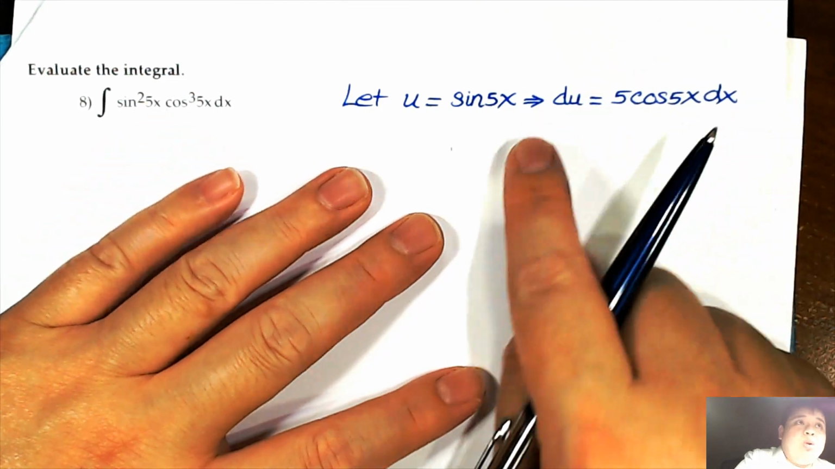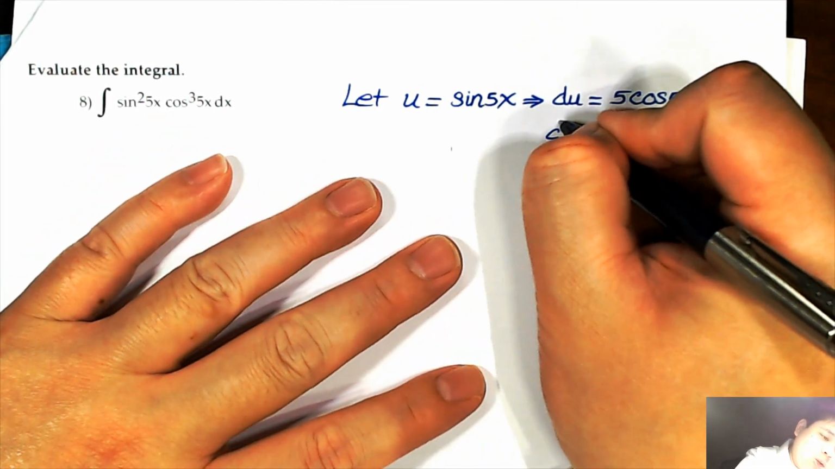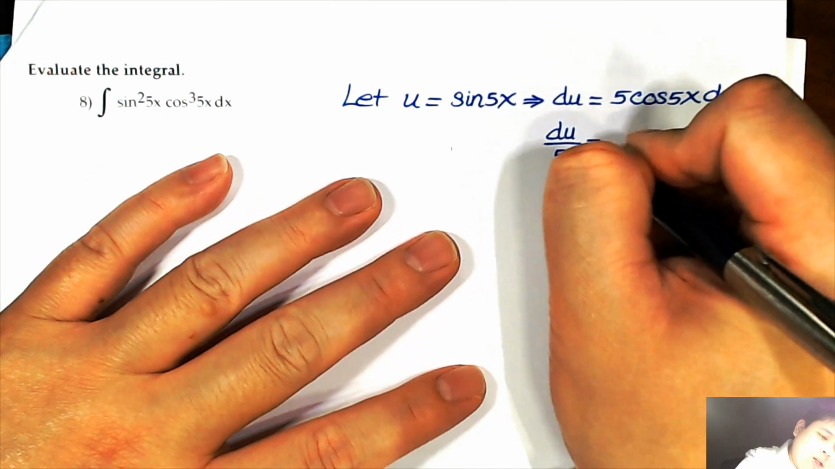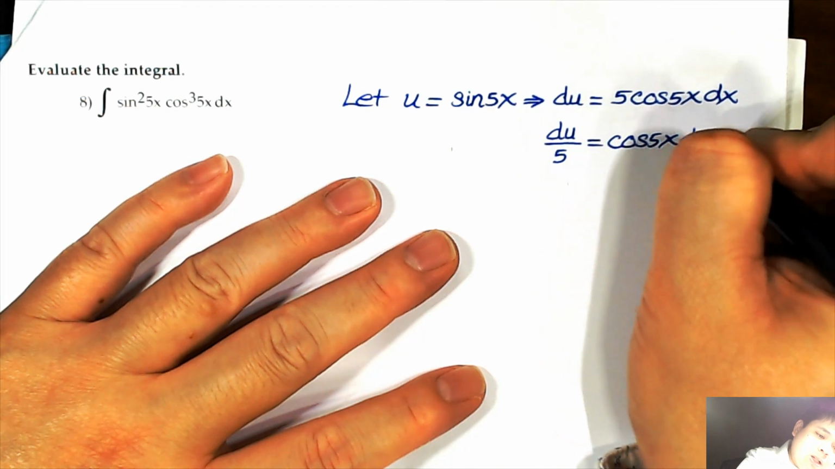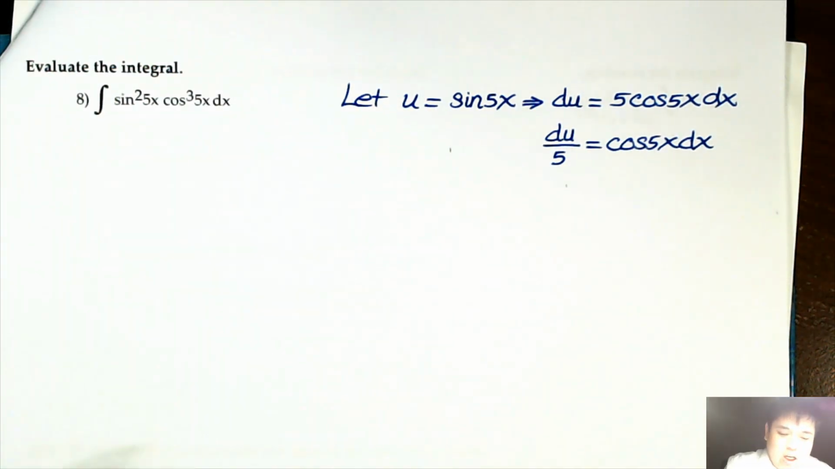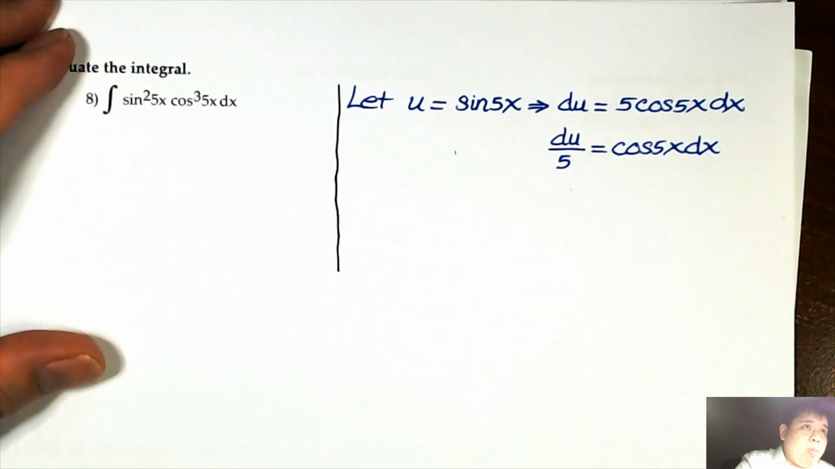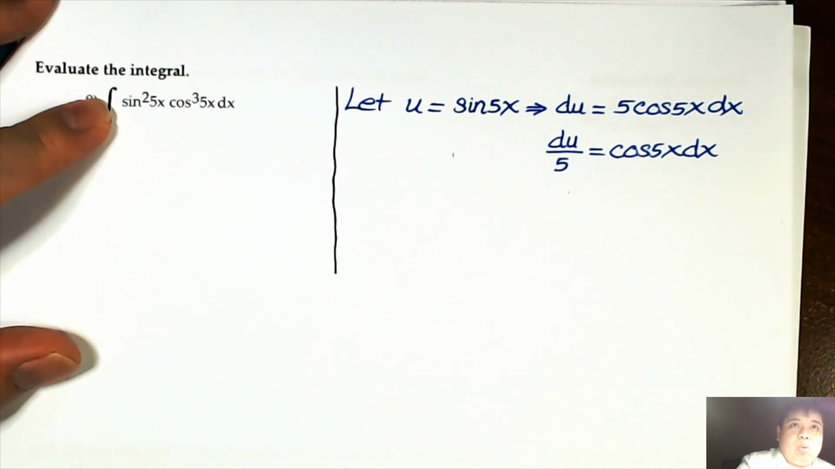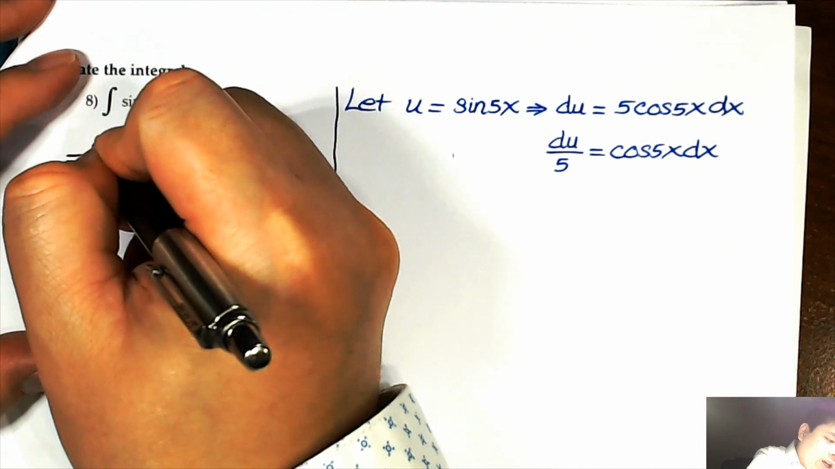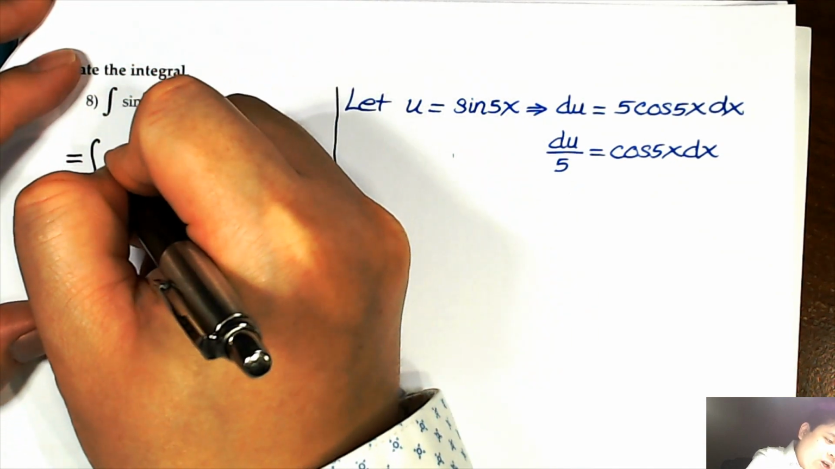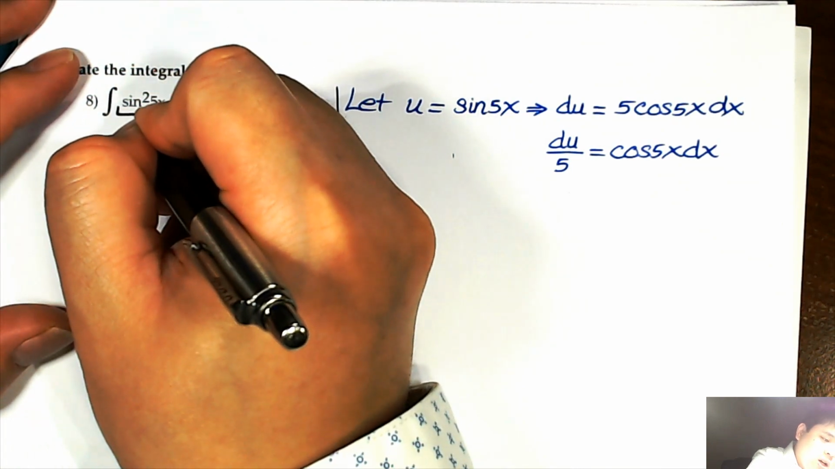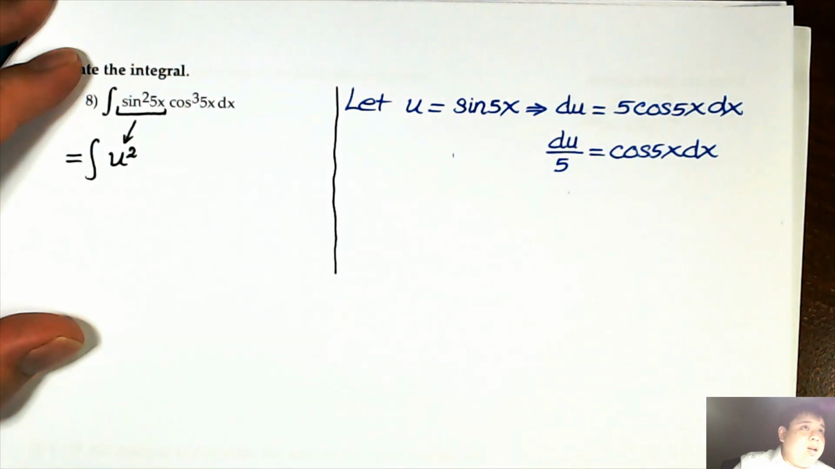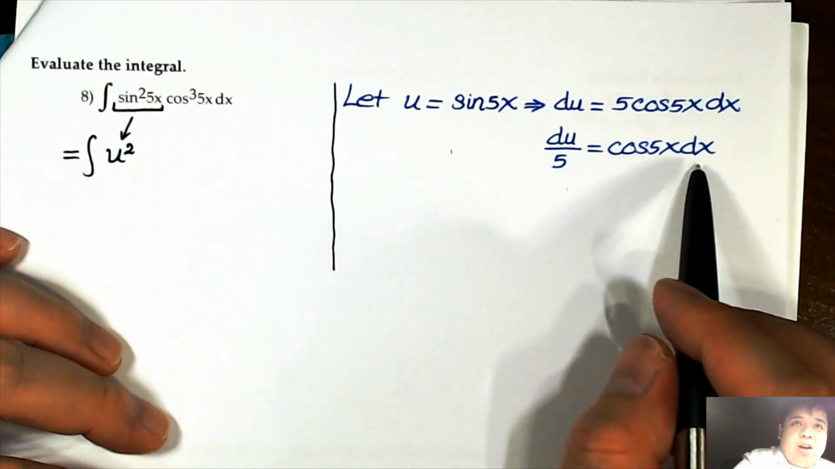And now I'm going to divide by 5 on both sides. So we write du over 5 equal to cosine of 5x dx. Right. So why do we have to write it like that? First of all, we're going to have the sine, which is going to be the u. So we have sine squared, so that is u squared. Next, we're going to need to have the cosine of 5x dx.